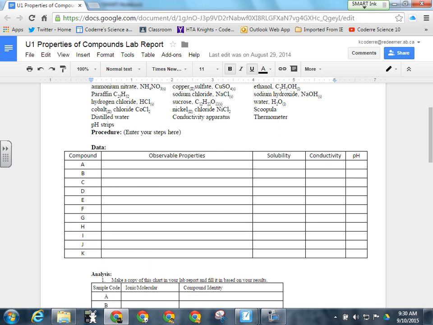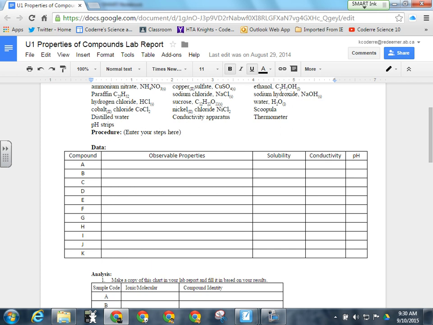So be verbose. That means use lots of words. Solubility, you might need a little bit of a description. Conductivity doesn't need much room. It's a number, off the conductivity tester. pH is also just a number. So those don't need a lot of room. So fill that in. The quality of that is where you get those 3 marks from.